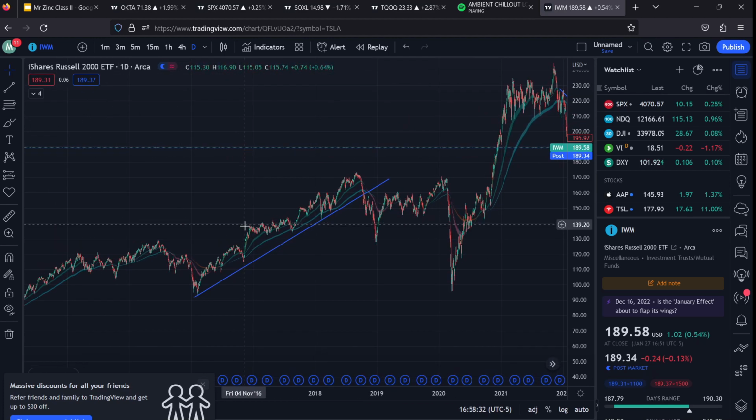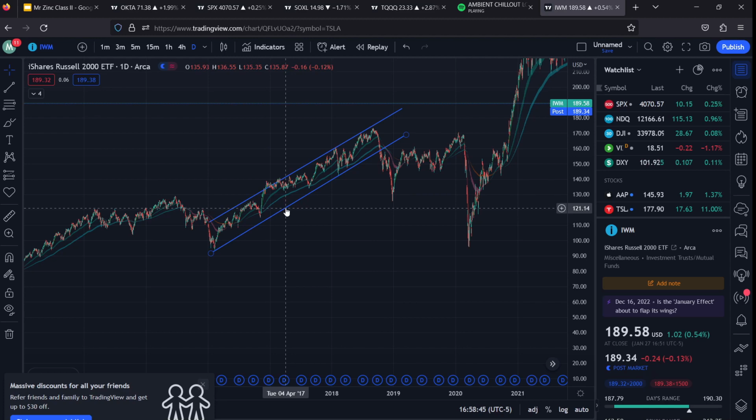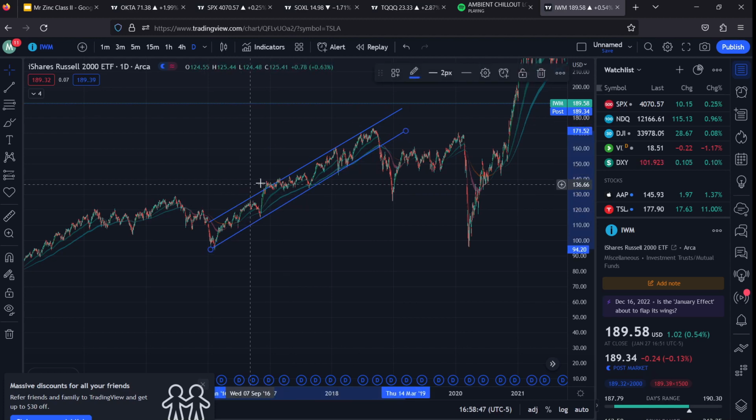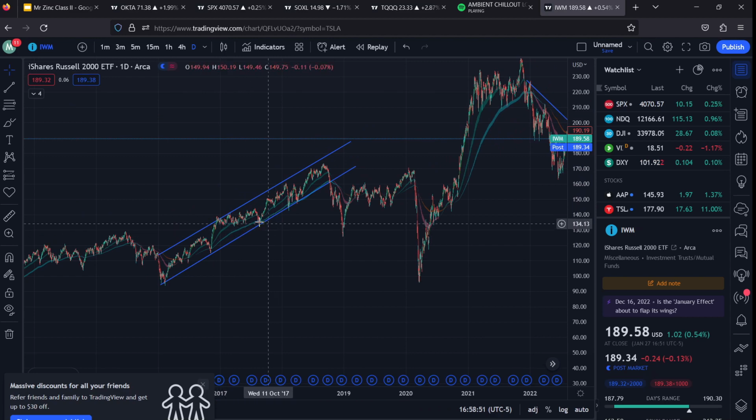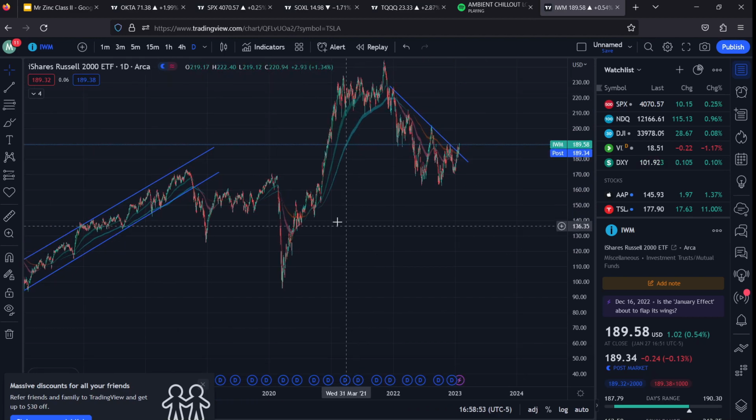Whereas you can see in 2020, is this 2017 to 2018? We had a very clear channel up, 2 parallel lines going up, and you could trade off the bounces off the bottom and top. So puts at the top, calls at the bottom, and then it gets a little sloppy over here as well.